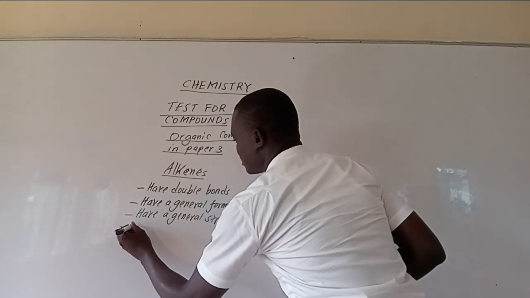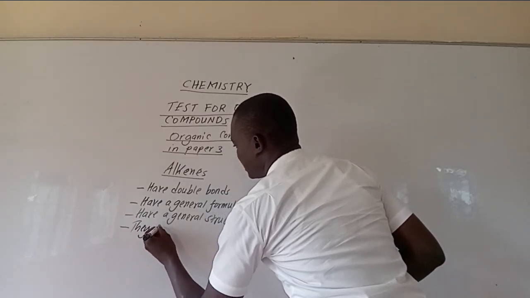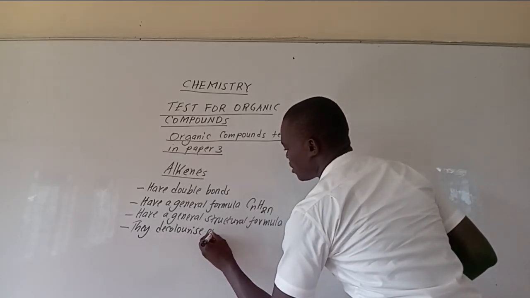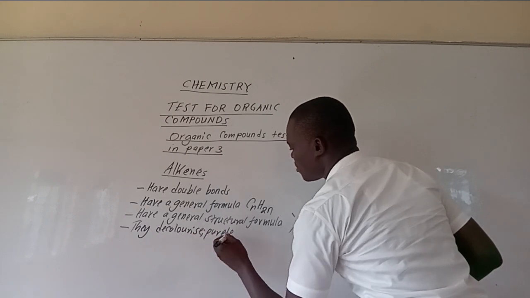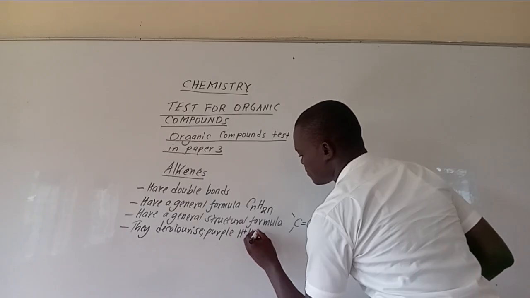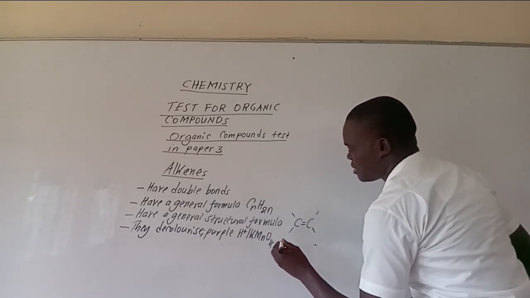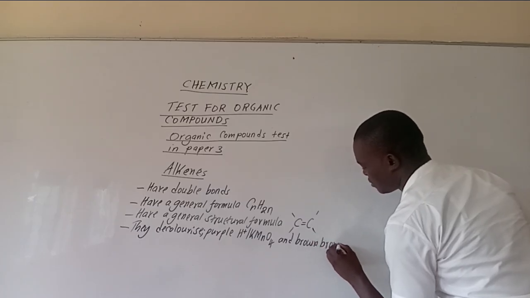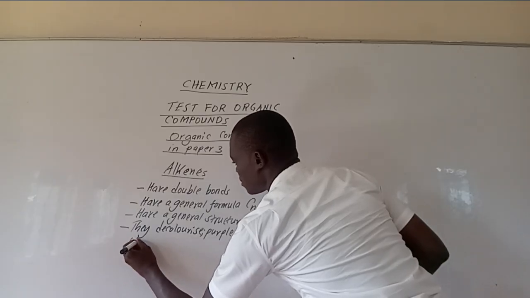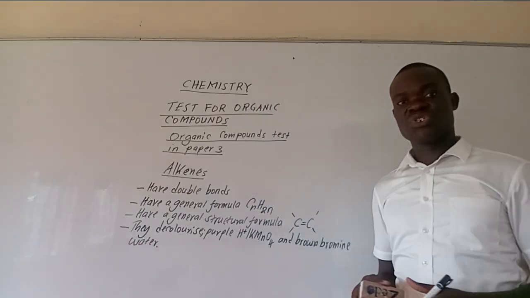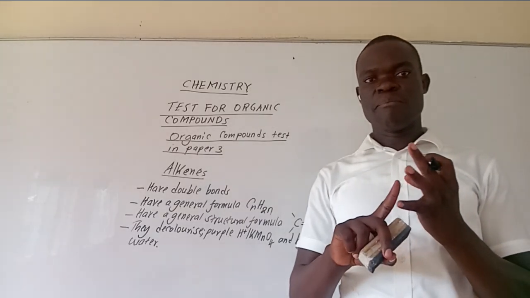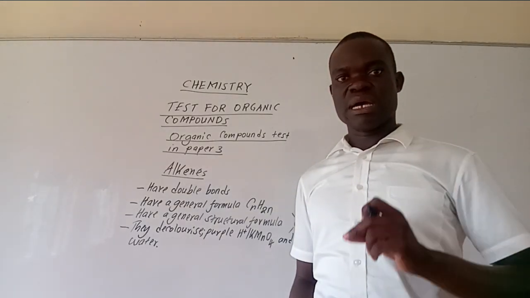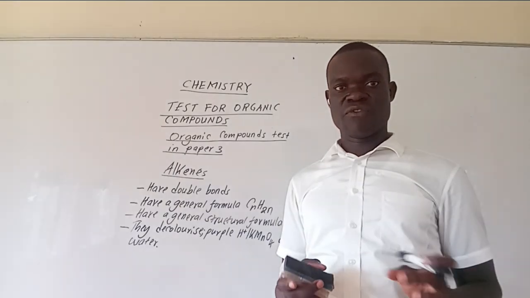So they decolorize purple acidified potassium manganate 7 and brown bromine water. They decolorize these two. Alkenes decolorize purple acidified potassium manganate 7, and also they decolorize brown bromine water or orange bromine water. So it depends on the concentration of bromine.